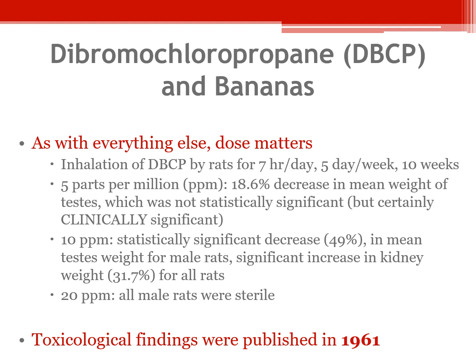It was also found that at 20 parts per million, all male rats became sterile. In other words, they produced zero sperm. So these toxicological findings were collected between 1955 and 1961, and they were published in 1961.